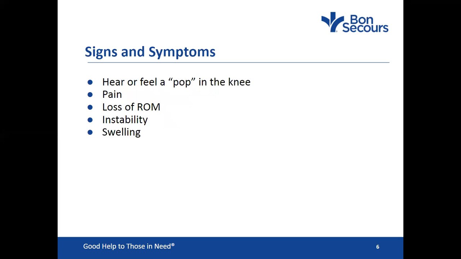Some signs and symptoms of an ACL injury are hearing or feeling a pop in the knee at the time of injury, pain, loss of range of motion in the knee, instability and swelling. If you have an athlete with any of these symptoms, please let your athletic trainer know. They can do an evaluation and determine the best plan of care for your athlete.